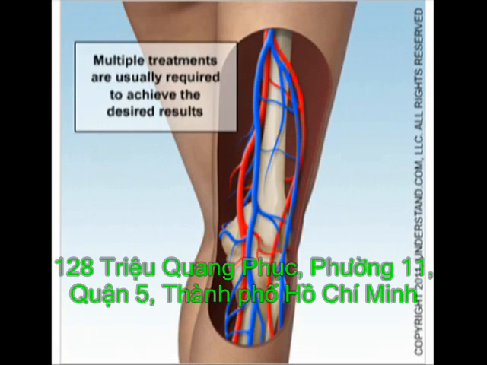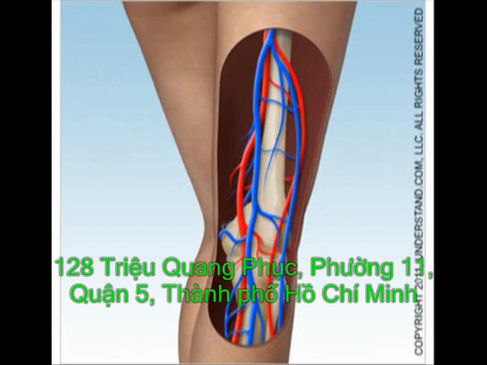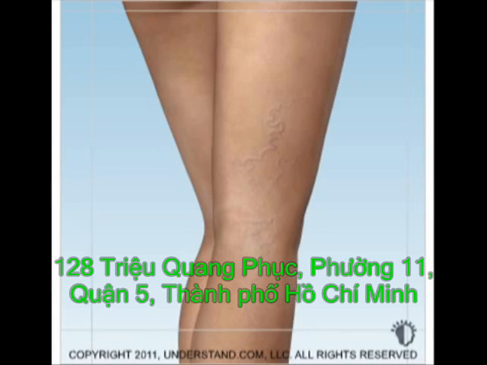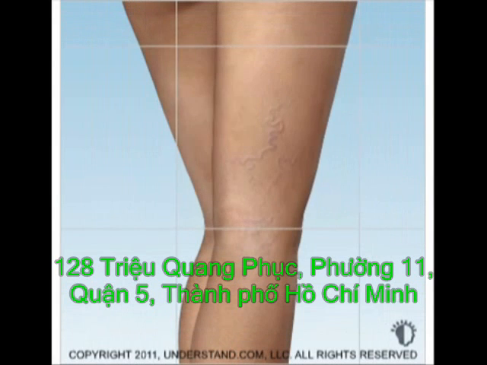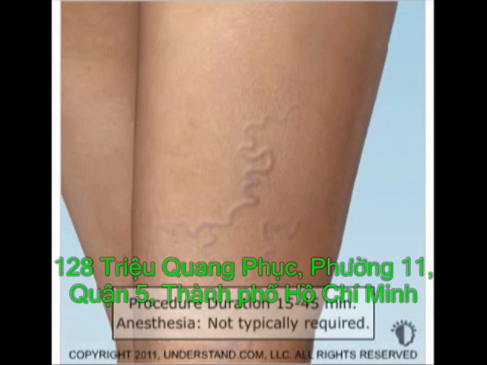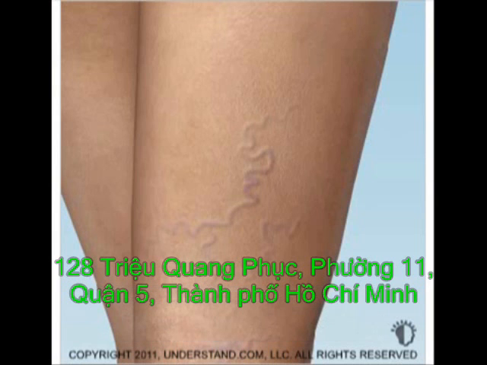Like other vein removal therapy, multiple treatments are usually required to achieve the desired results, but sclerotherapy can reduce the appearance of most spider veins and some small varicose veins significantly. Sclerotherapy treatments are simple, quick outpatient procedures, with most lasting between 15 and 45 minutes. As the procedure is almost painless, anesthesia is not typically required.